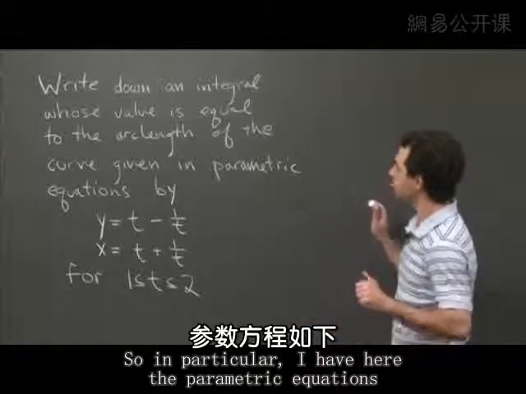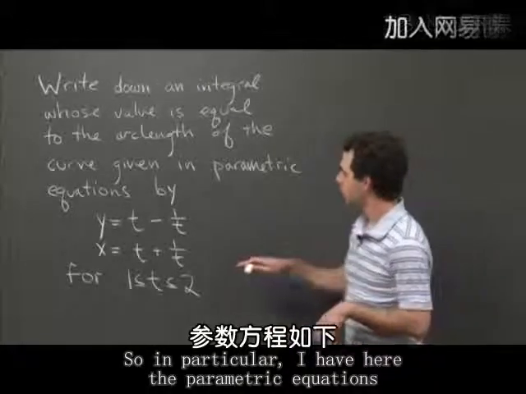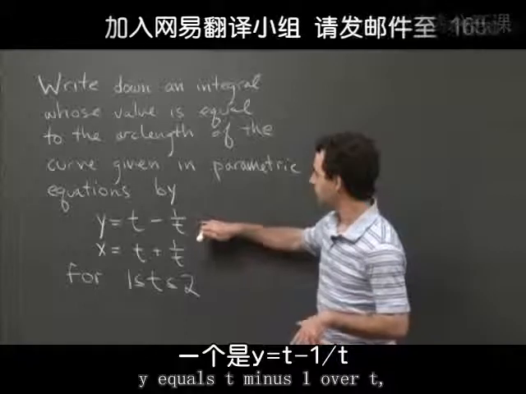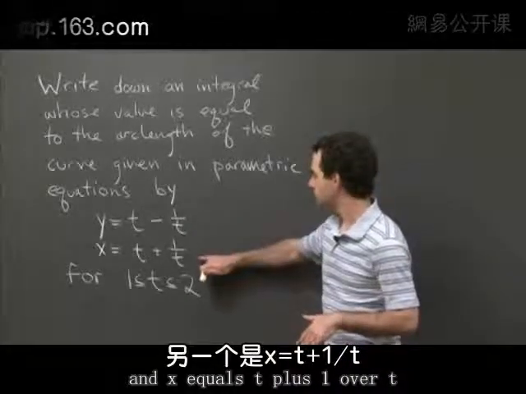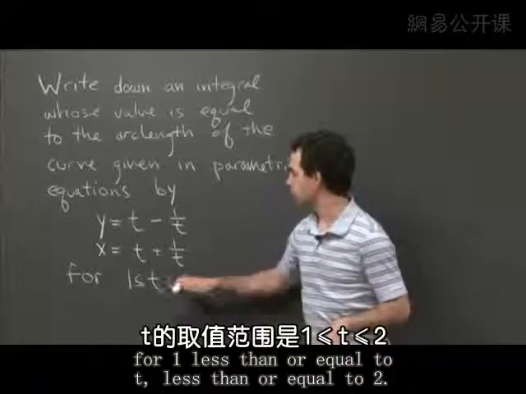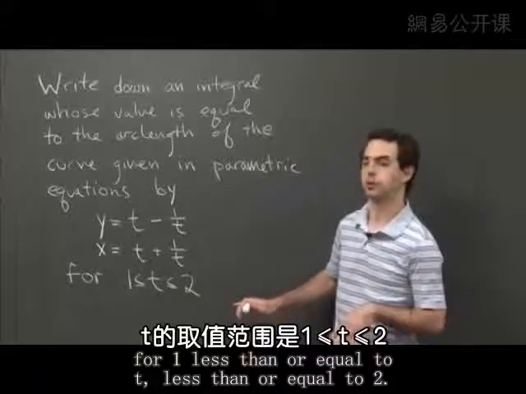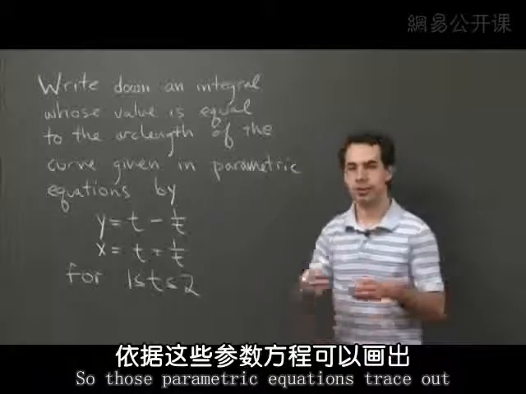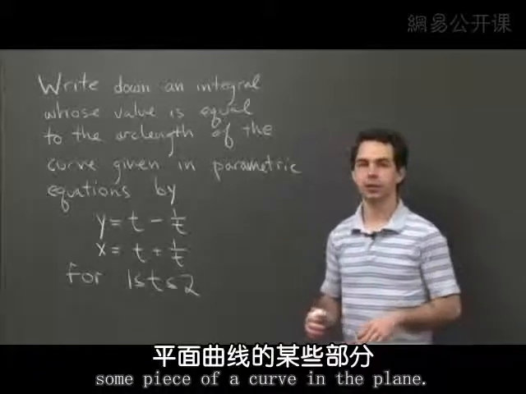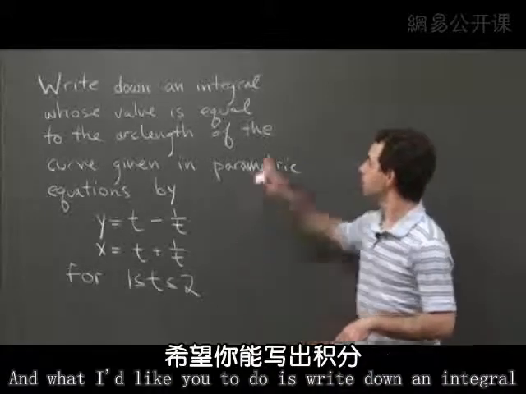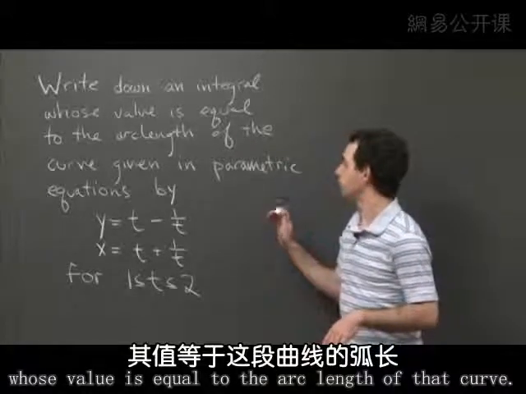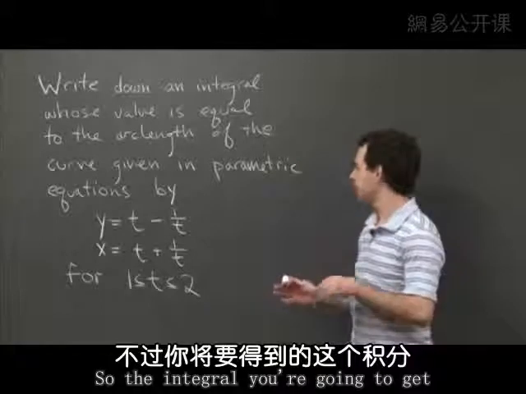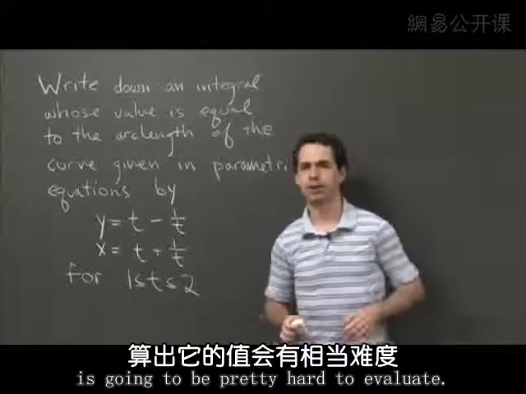In particular, I have here the parametric equations y equals t minus 1 over t and x equals t plus 1 over t for 1 less than or equal to t less than or equal to 2. Those parametric equations trace out some piece of a curve in the plane. And what I'd like you to do is write down an integral whose value is equal to the arc length of that curve. The integral you're going to get is going to be pretty hard to evaluate.